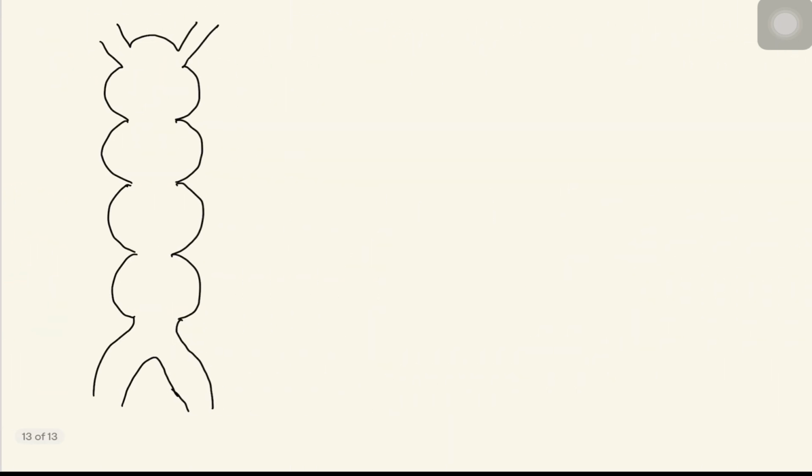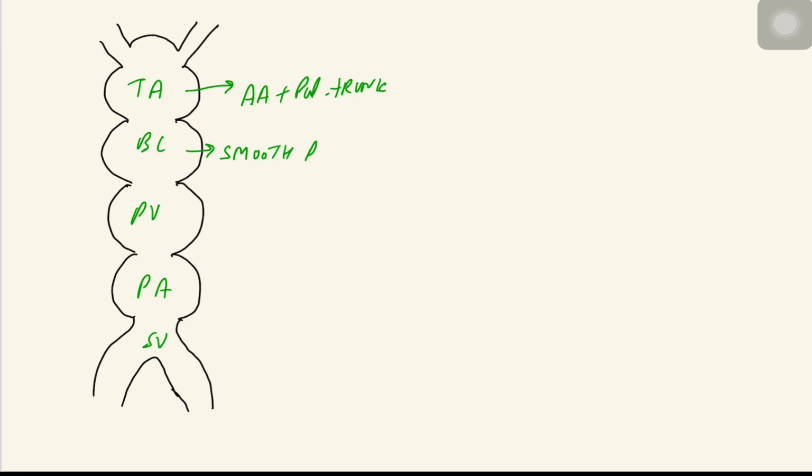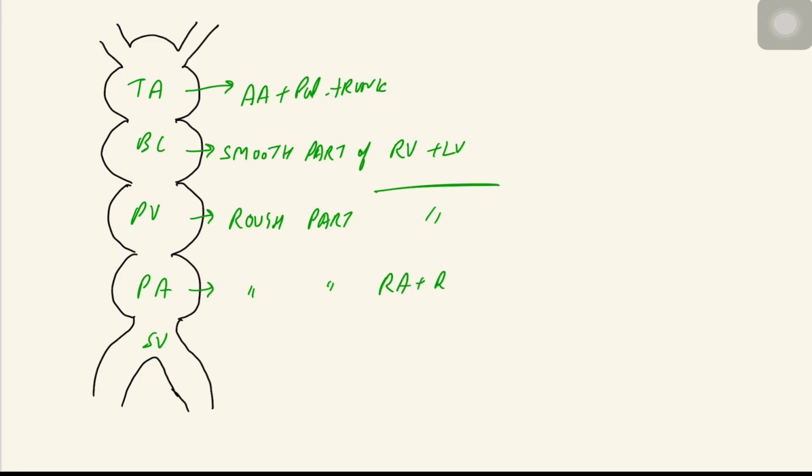Now let's have a look at the various structures that this heart tube gives rise to. So truncus arteriosus gives rise to abdominal aorta and pulmonary trunk. Bulbus cordis gives rise to smooth part of right ventricle and left ventricle. Primitive ventricle, rough part of both the ventricles. Primitive atrium, rough part of both the atriums.